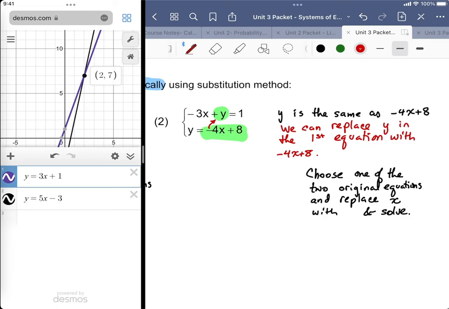That allows us to make the substitution, because I know that y is negative 4x plus 8. That allows me to replace any y, because that's our equivalent relationship. I could have 10 equations here. I could replace every one of those y's with negative 4x plus 8. So if I take my first equation here, negative 3x plus y is equal to 1, instead of the y, I'm going to put in the negative 4x plus 8.